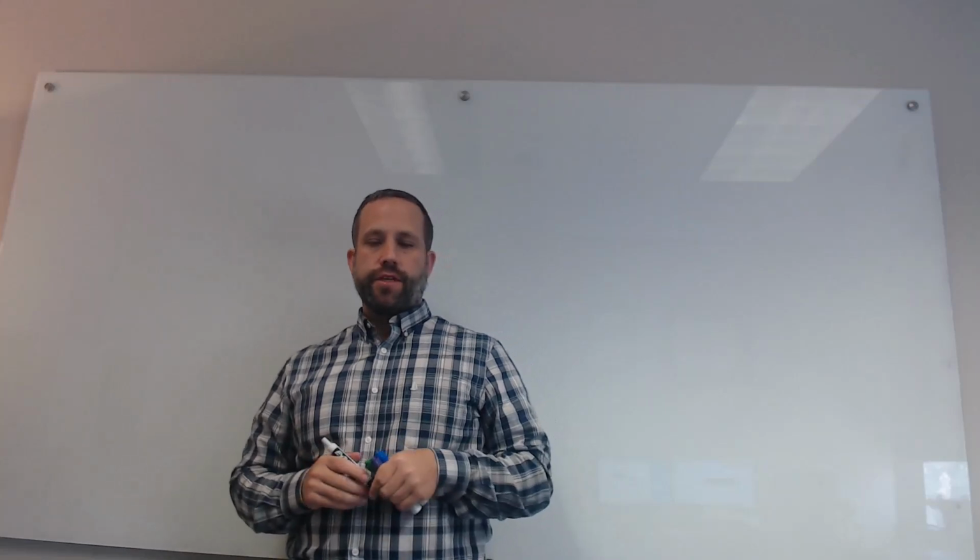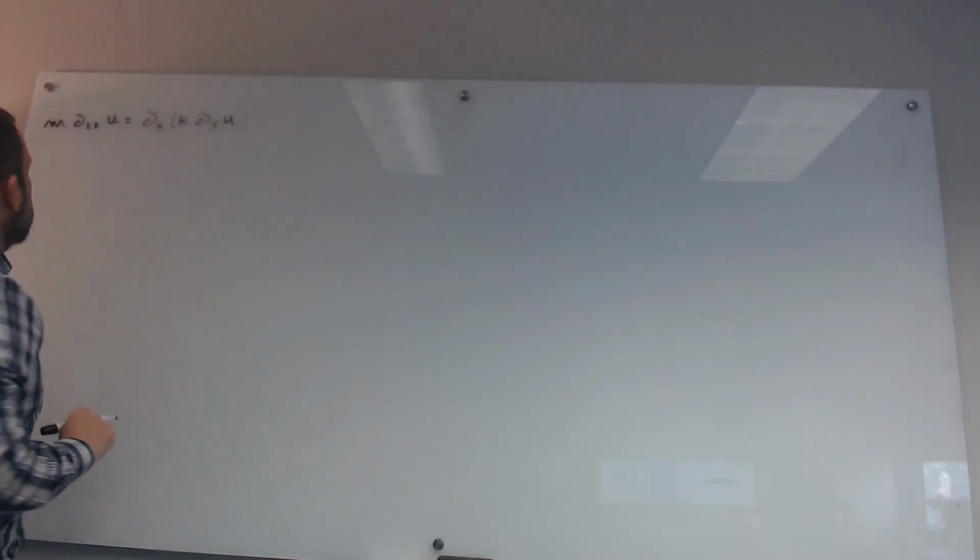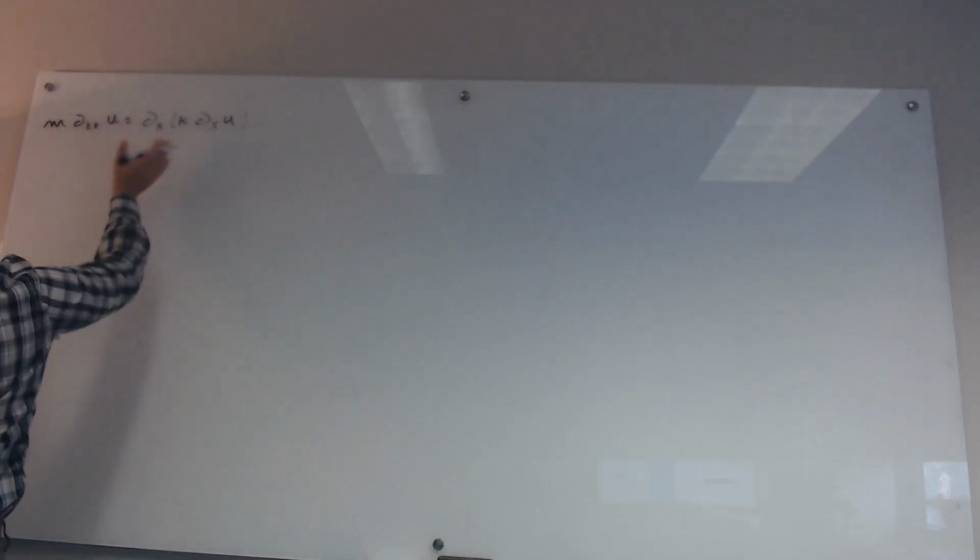Okay, so I'm just going to do one or two videos on the string equation for this week. But remember, we are dealing with an equation, so I'm going to look at the very generic version of the string equation. So we've got m times the double t derivative of u is equal to the x derivative of k times the x derivative of u.